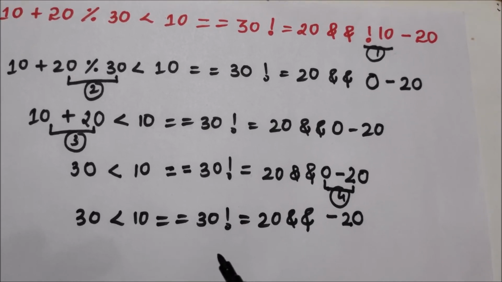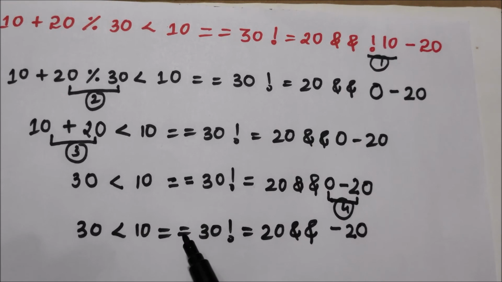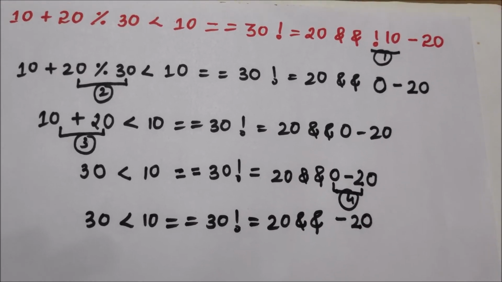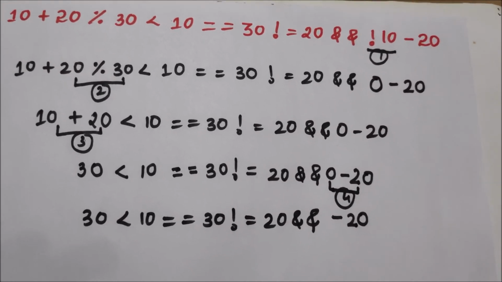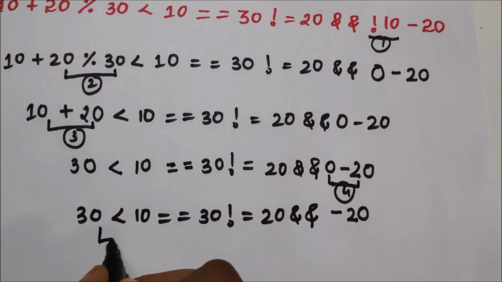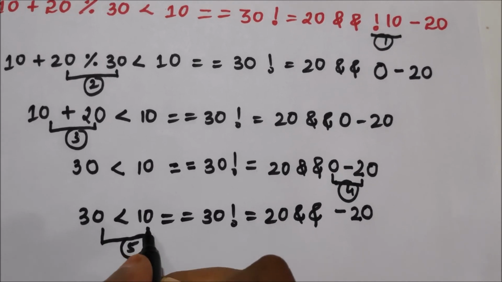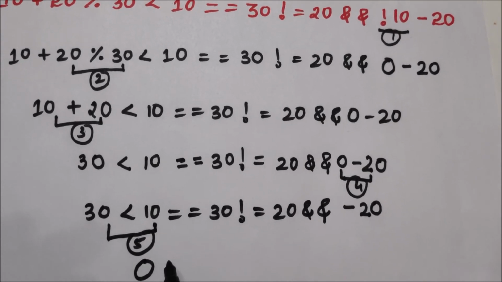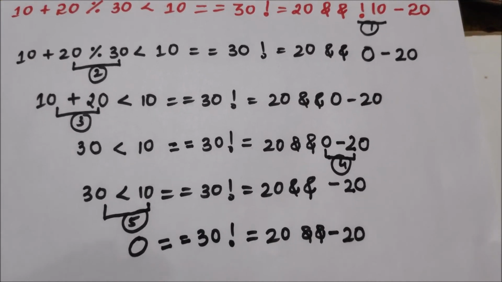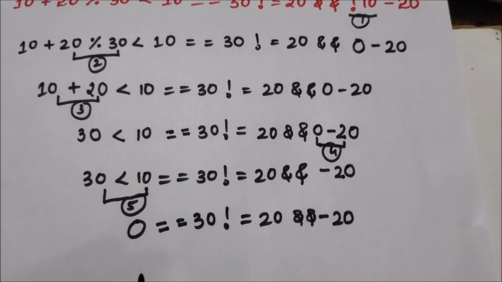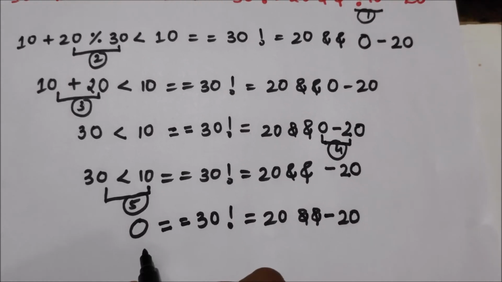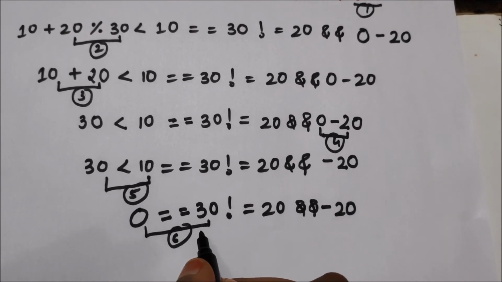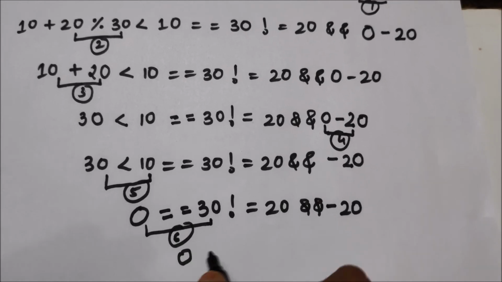Next we need to evaluate relational operators. We have less than, equals to and not equal to. Again follow the precedence of relational operators. Less than has the highest precedence. So evaluate 30 less than 10. The condition is false because 30 is not less than 10. So hence it will return 0. Now evaluate equals to. There remain only equals to and not equal to. So start evaluating from equals to. 0 equals to 30 is false. So it will give the result as 0.